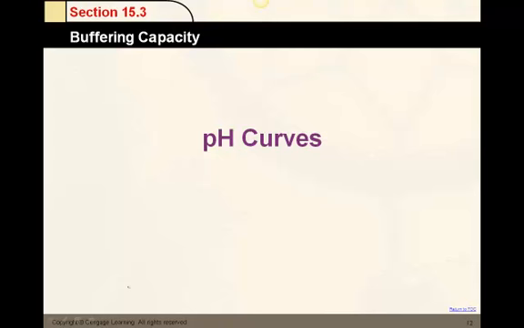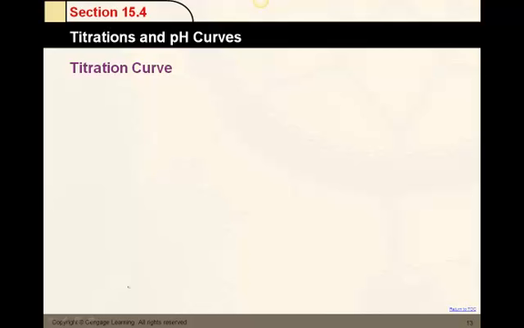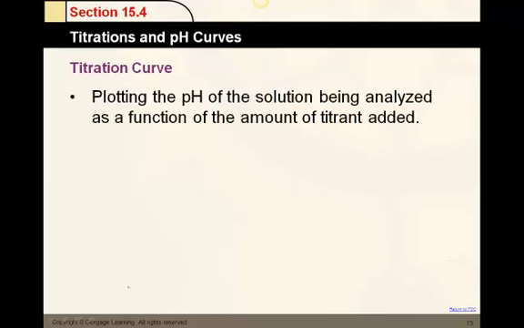This section is about pH curves. We will be doing quite a bit of lab work around titrations and the titration curve. So let's take a look at a titration curve to see what it looks like. What you're doing is plotting the pH of the solution as a function of the amount of titrant added. Titrant is that which is added to the solution to change the pH and to neutralize it.